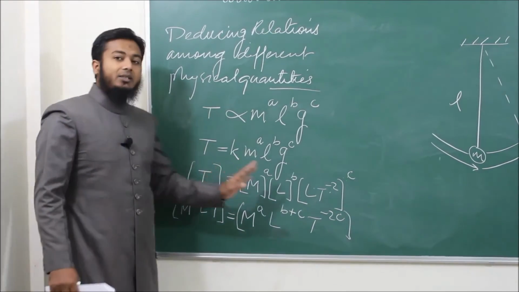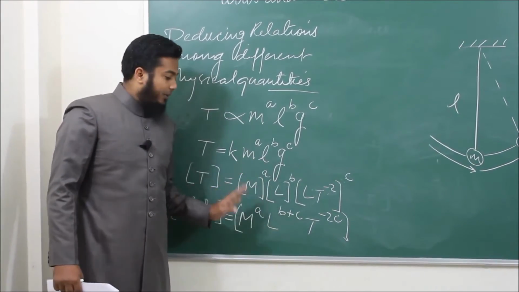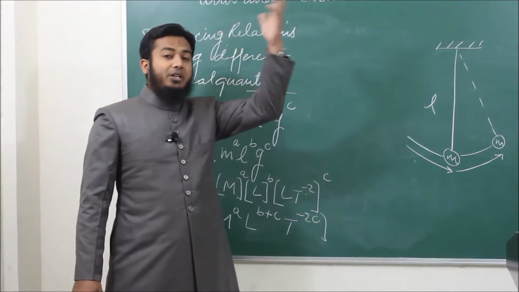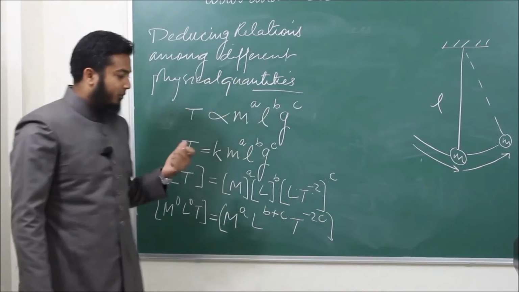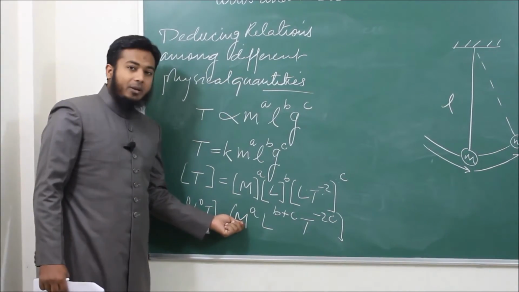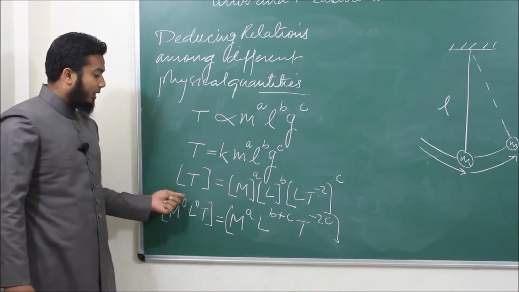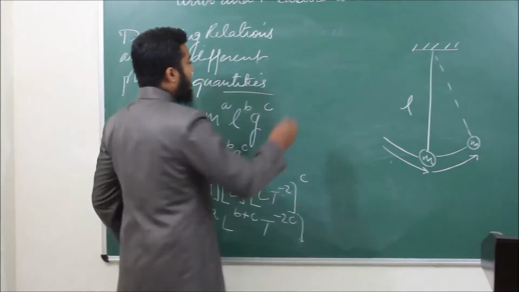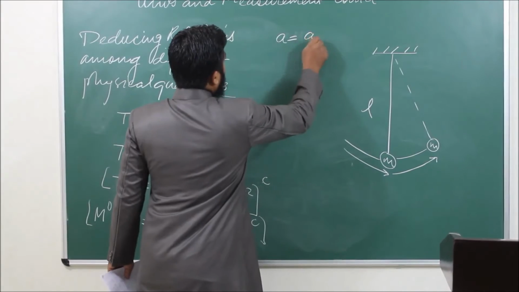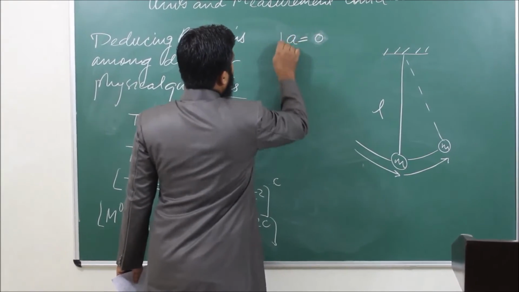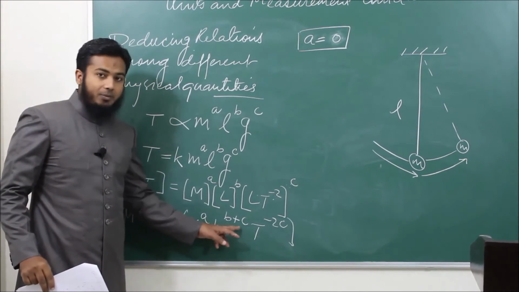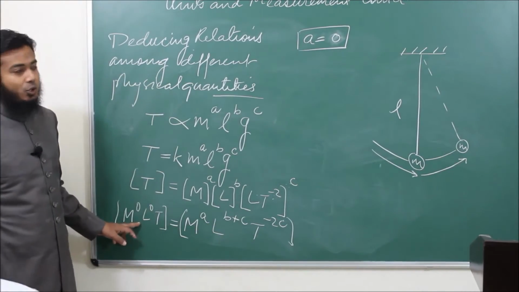Now if this formula is dimensionally consistent, if the dimensions are the same on both sides, then the power of m on both sides must also be the same. If here the power of m is a and here it is 0, that means a must be equal to 0. So we find that the value of a must be equal to 0. And here L has power b plus c, and here L has 0 power.